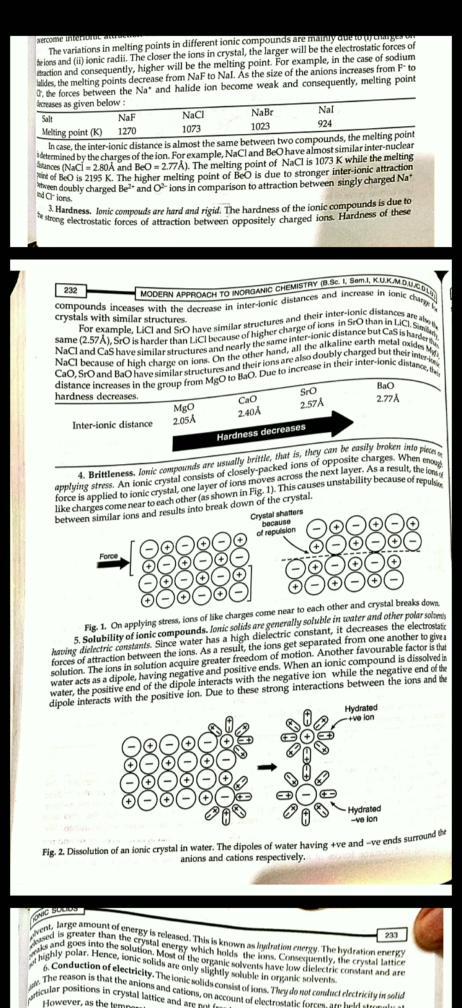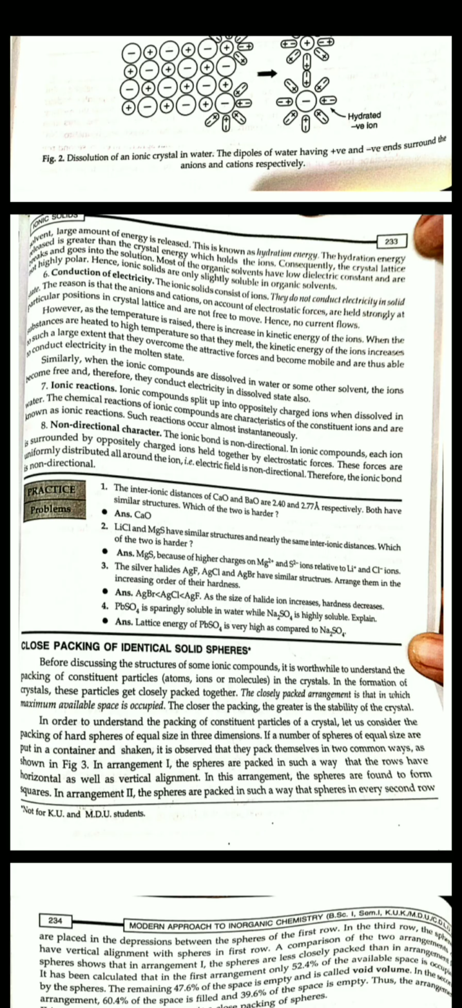Now, eighth, non-directional character. The ionic bond is non-directional. In ionic compounds, each ion is surrounded by oppositely charged ions held together by electrostatic forces. These forces are uniformly distributed all around the ion. That is, the electric field is non-directional. Therefore, the ionic bond is non-directional.